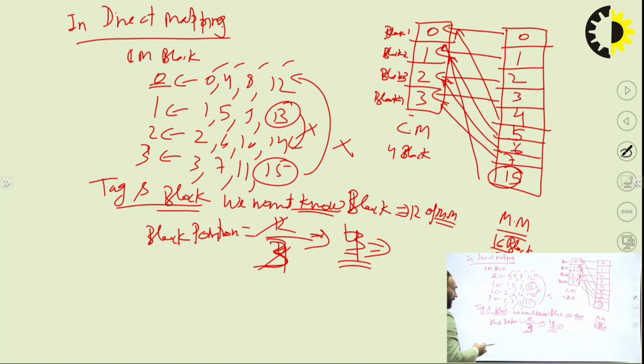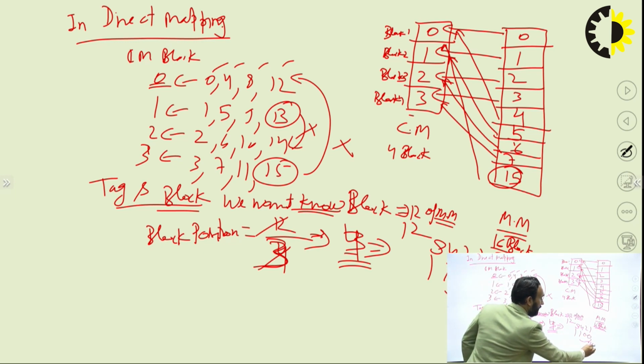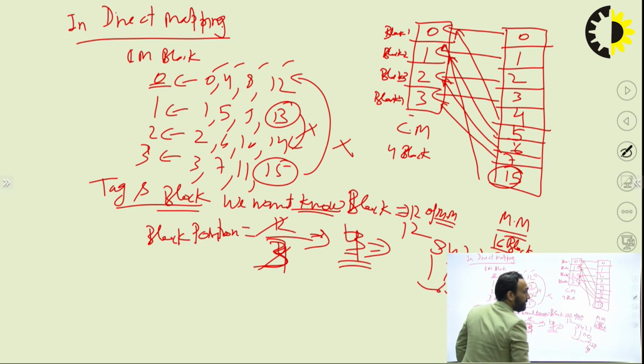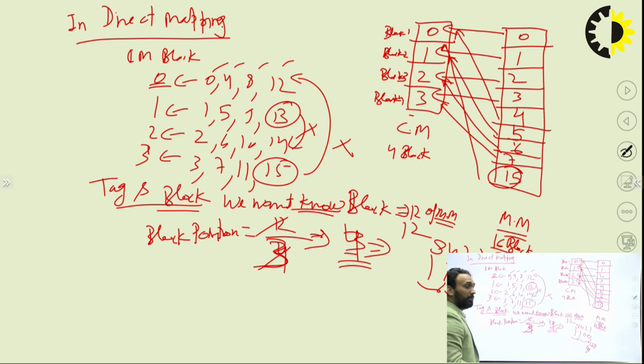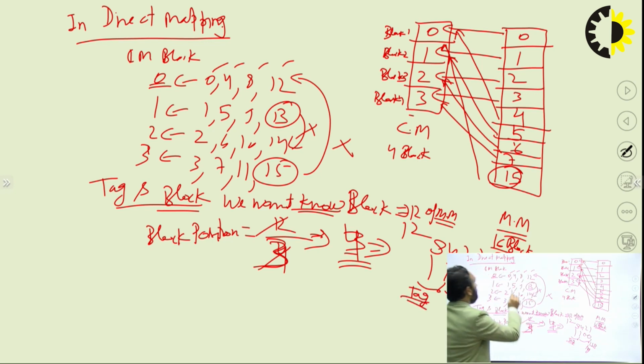Or in binary terms, how to write 12? 12 will be written here as 8, 4, 2, 1: 1, 1, 0, 0. So these LSB define the tag, and these define the position in a tag. Position 0, position 1, 2 and 3, right?